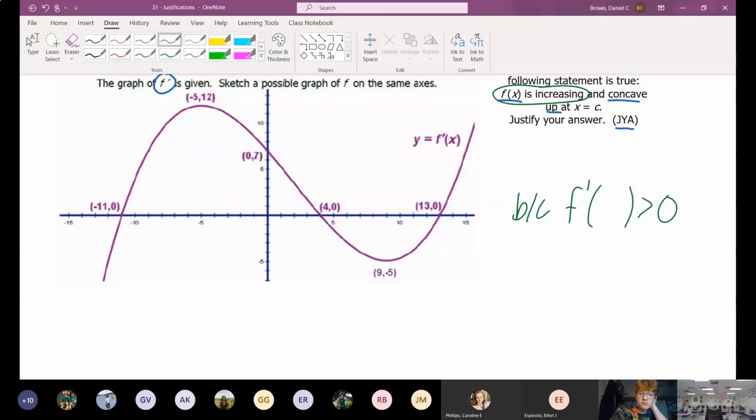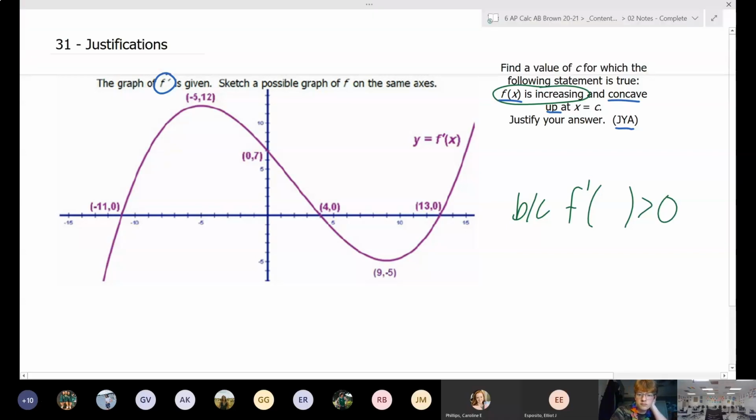And then let's also justify the second part, concave up. So I'm going to go ahead and do the and. In regards to the first derivative, what would the first derivative be doing if your original function is concave up?